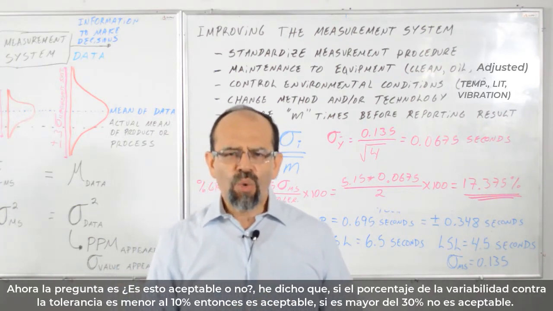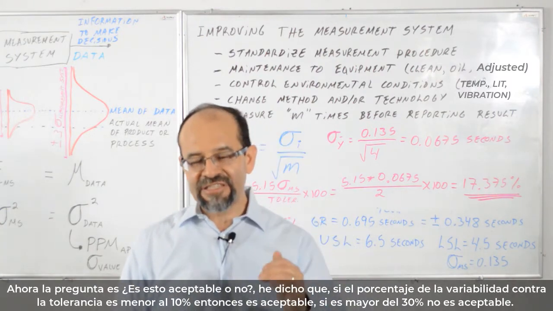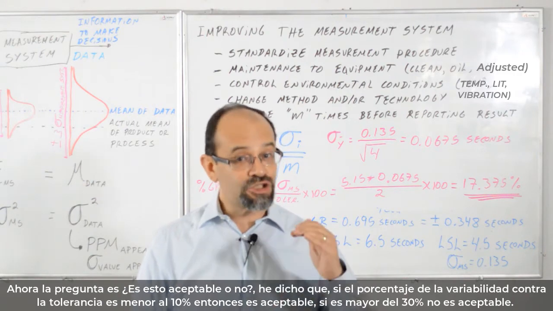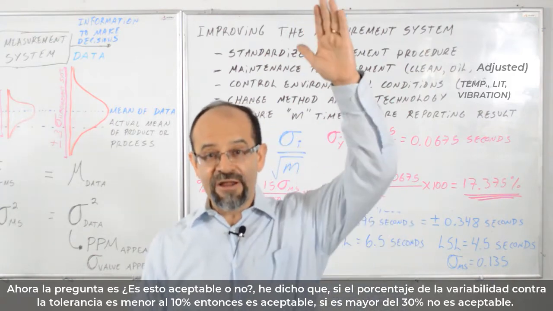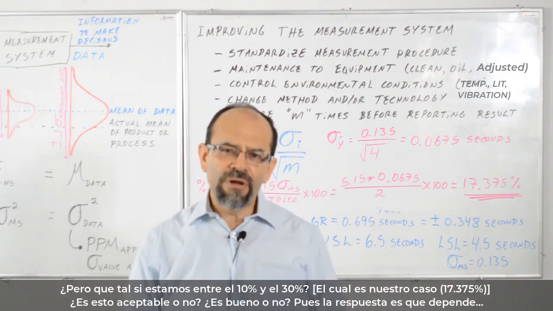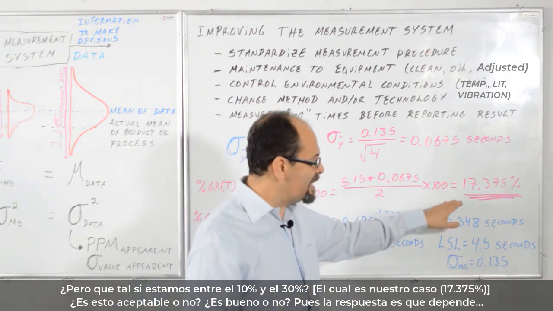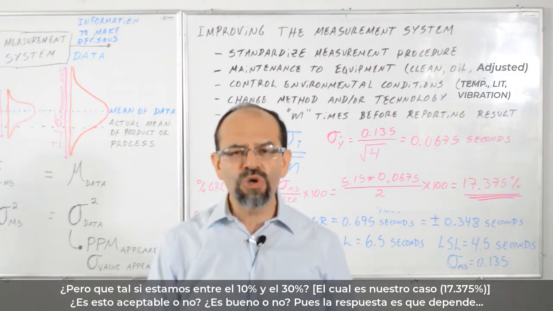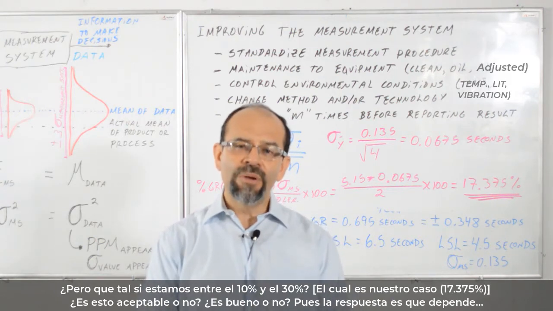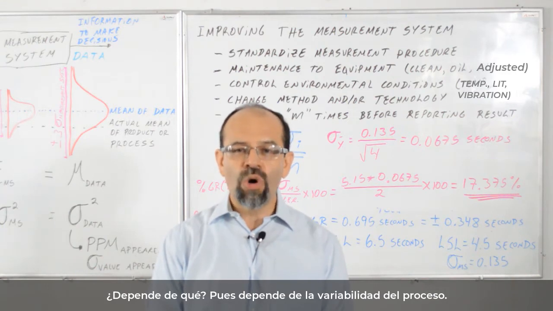Now, question: is this acceptable or not acceptable? I have said that if the percentage of variability against tolerance is smaller than 10%, that is acceptable. If it is greater than 30%, it is not acceptable. But what about between 10 and 30%, which is the case here, 17.37%? Is that acceptable or not acceptable? Is it good or not good? Well, the answer is, it depends. It depends on the variability of the process.